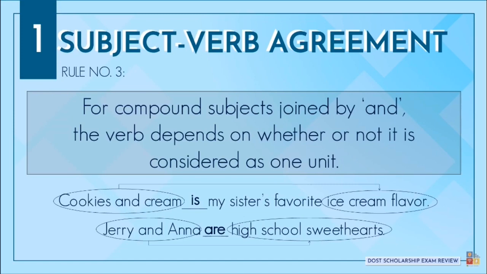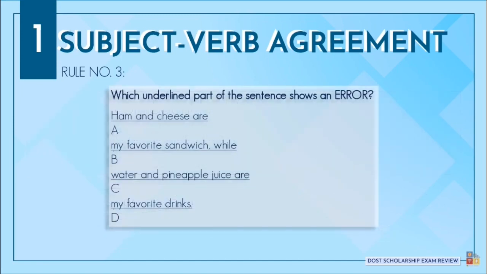To illustrate further, let's go back to the question we showed earlier. We need to find the error in this sentence. Ham and cheese are my favorite sandwich, while water and pineapple juice are my favorite drinks. In this question, we notice two different compound subjects, ham and cheese and water and pineapple juice. What we need to do is tell whether or not they are considered as one unit.